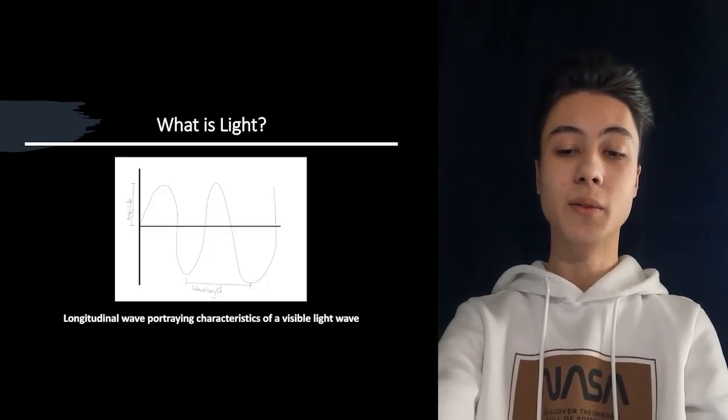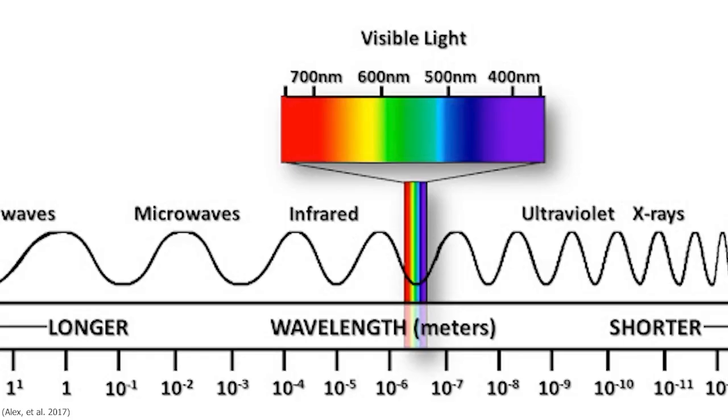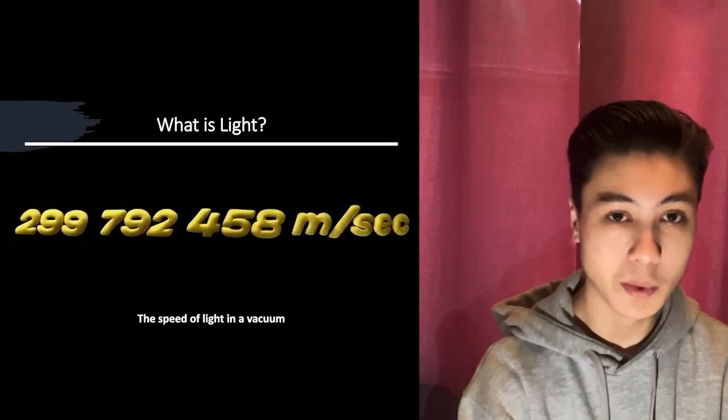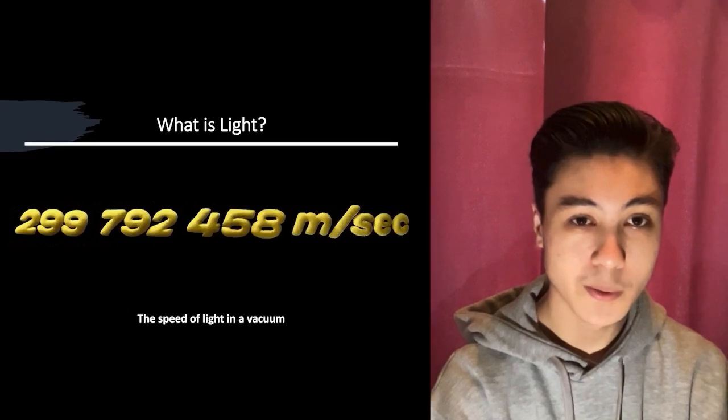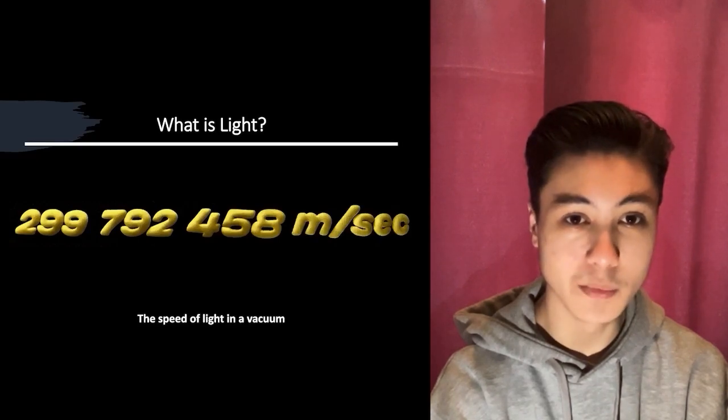Characteristics of a visible light wave consist of the wavelength, determining the colour, and amplitude, determining the intensity or brightness. The wavelength is measured from peak to peak, or trough to trough. The amplitude is measured from the equilibrium to the peak. Visible light travels in transverse waves at a speed of 3.0 times 10 to the power of 8 meters per second, also known as 299,792,458 meters per second in a vacuum.